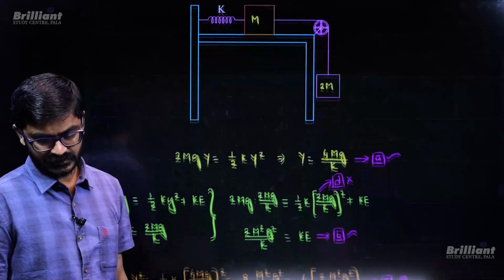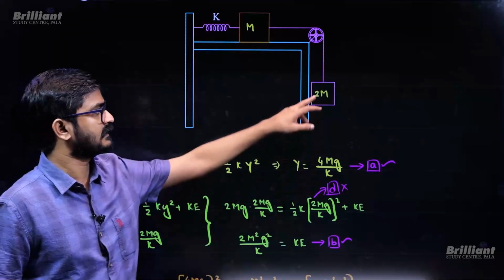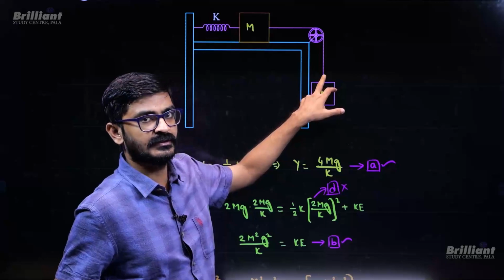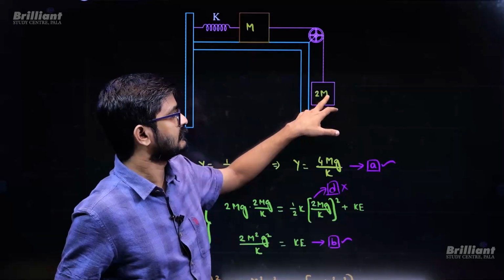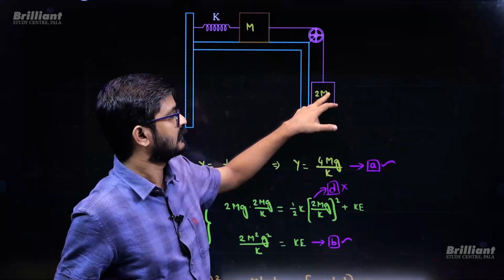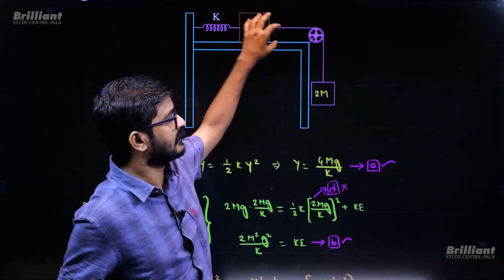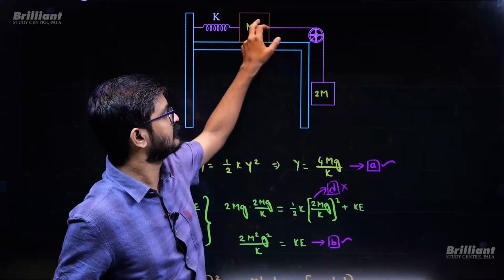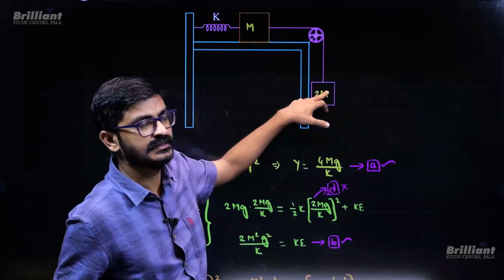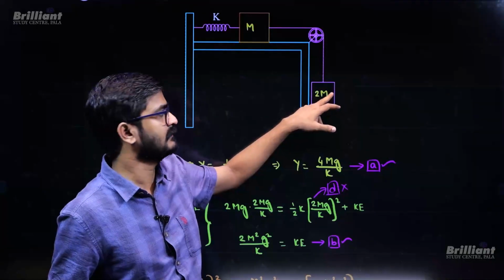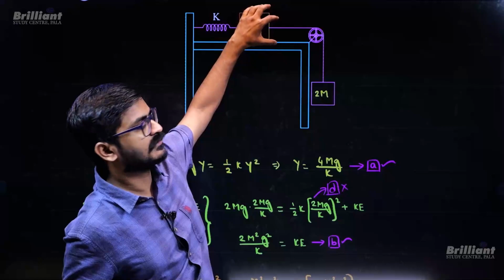Now in the next question they are asking at equilibrium position. At equilibrium position in the sense, this tension will be how much? This tension will be equal to... if this is in equilibrium, this one will be in equilibrium. Because these two accelerations must be same, right? They are connected by the string. Magnitude wise their acceleration must be same. So if this guy is not accelerating, this guy also won't be accelerating.